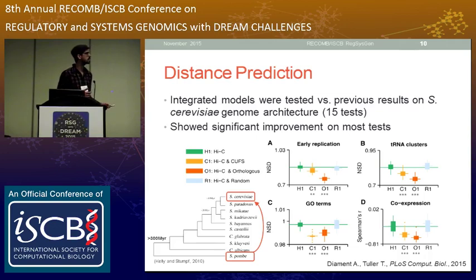For example, you see here what we get for a HiC only model in green, some colocalization of early replication origins. And when we add predicted distances, we see a stronger signal, significantly stronger, of colocalization of early replication origins. And the same goes for many other interesting functional results.